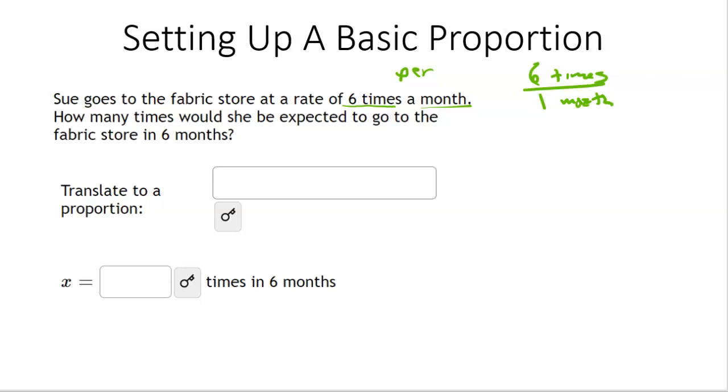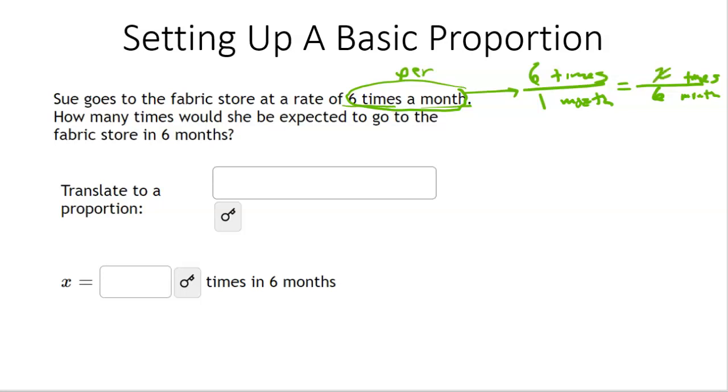So 6 times in 1 month, and a proportion is set up so that we have two equal ratios. So this rate, a special type of ratio, 6 times per month, is equal to, if you have times over months or visits per month, then this equivalent ratio or rate should also be times over months. So how many times would she be expected to go to the fabric store in 6 months? So we know we have 6 months in this ratio, and we don't know the number of times.